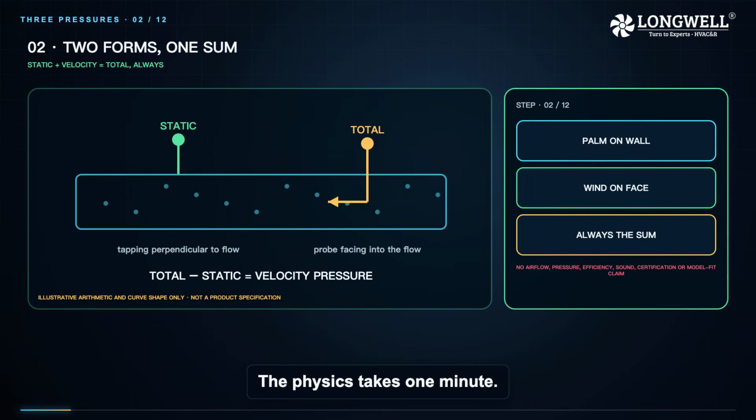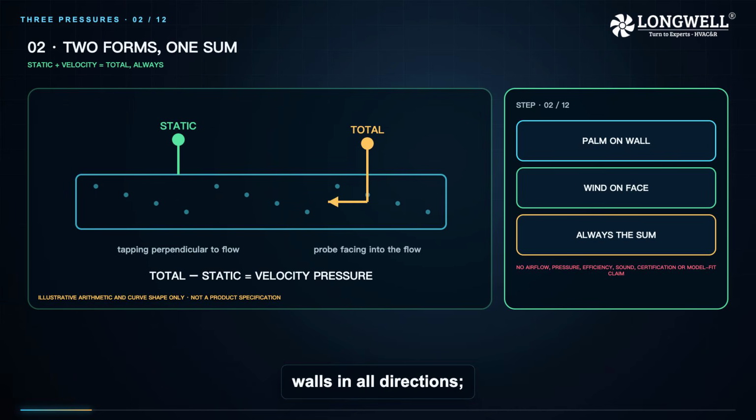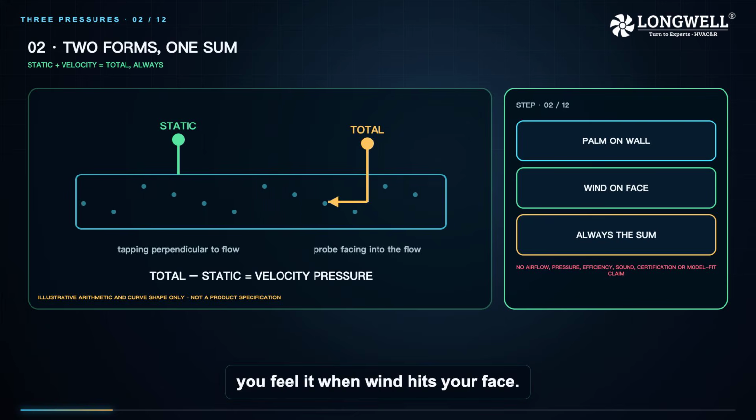The physics takes 1 minute. Air moving through a duct carries energy in two interchangeable forms. Static pressure pushes outward on the walls in all directions. You would feel it with your palm flat against the duct wall. Velocity pressure is the energy of motion in the flow direction. You feel it when wind hits your face. Total pressure is simply their sum, always.